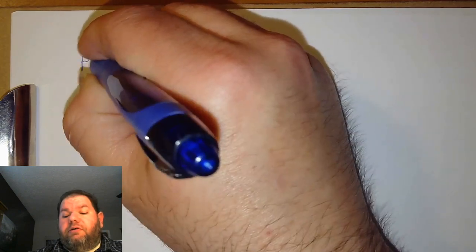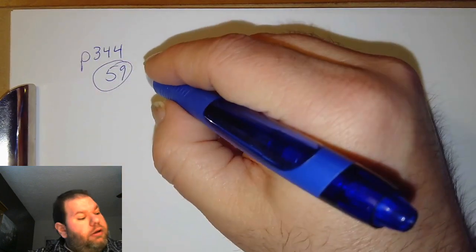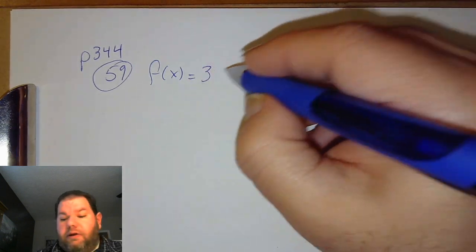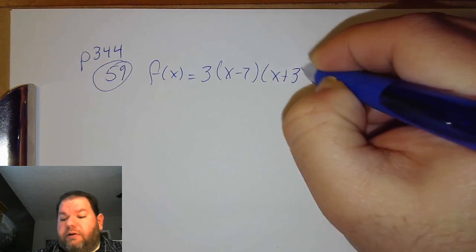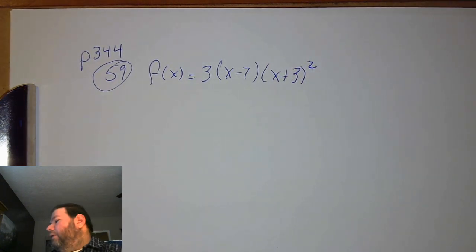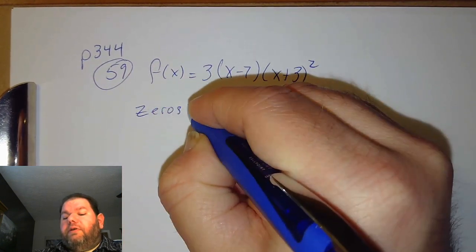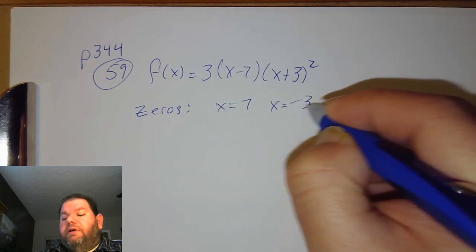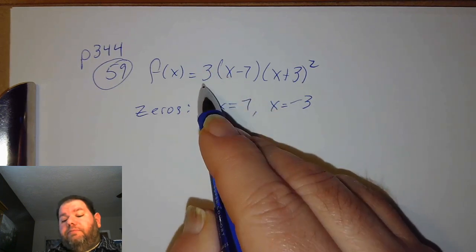59. This is page 344. We have f of x is equal to 3 times x minus 7 times x plus 3 squared. Now, the zeros in this case, we get x equals 7 and x equals negative 3. Notice the 3 on the outside.